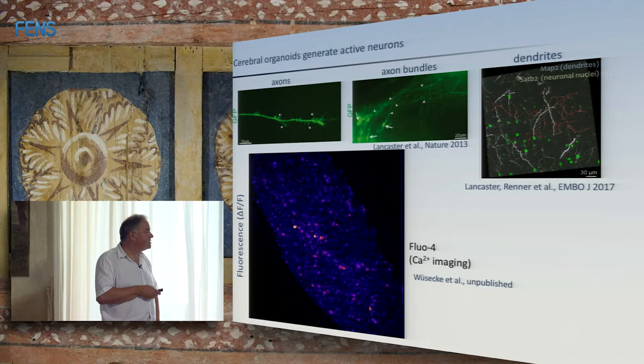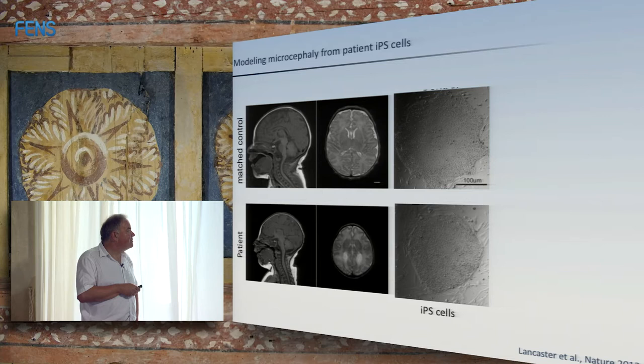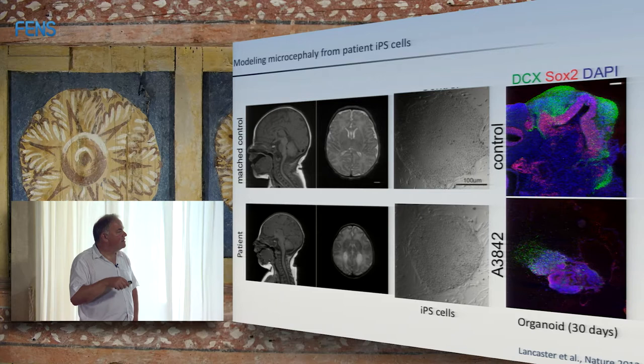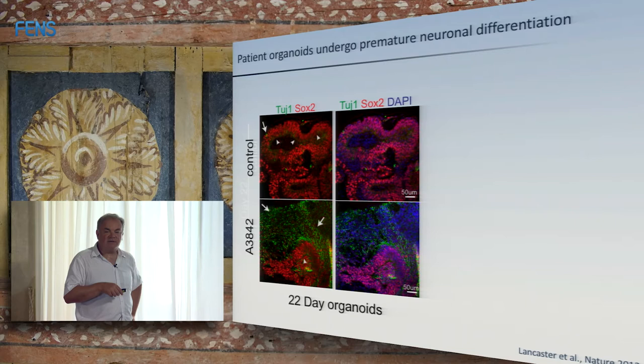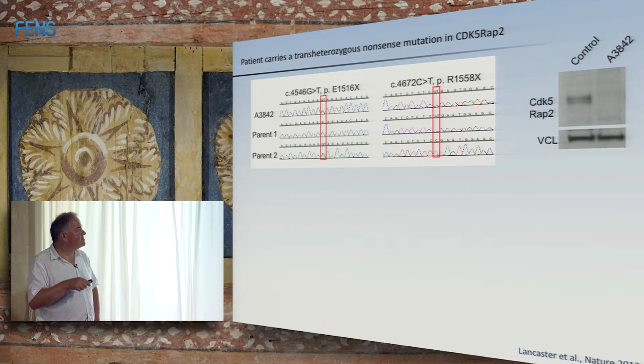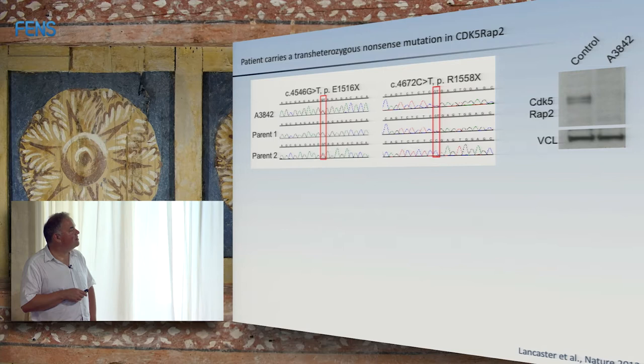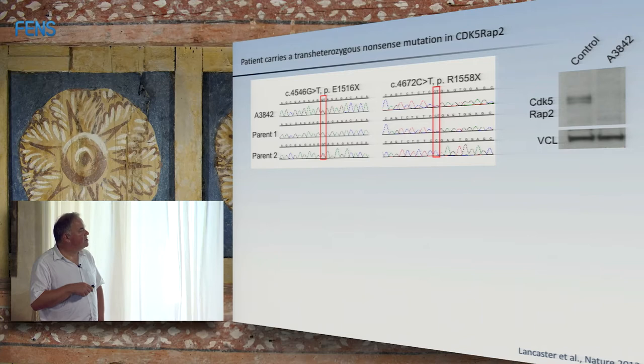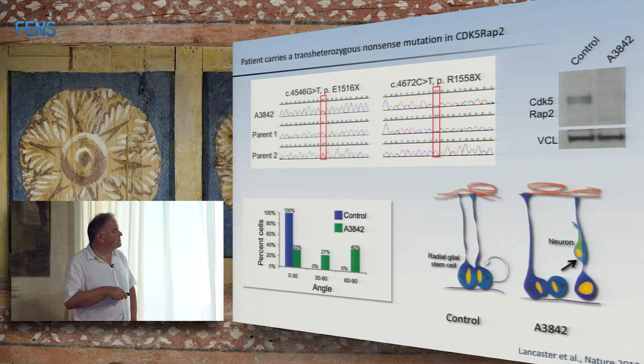And we have used the method to actually recapitulate microcephaly as a disorder. We used iPS cells from a patient who suffers from microcephaly, and we obtained organoids that are much smaller than the normal organoids. When we look at those organoids at an early stage of development, we find that there's premature neuronal differentiation. We've identified the gene that is mutant in this patient. It is called CDK5RAP2. It had been known before and also been implicated in microcephaly before. But in our case, there were two mutations, both of which introduce premature stops. The protein is gone, and we can show that the orientation of the progenitor cell division is incorrect.